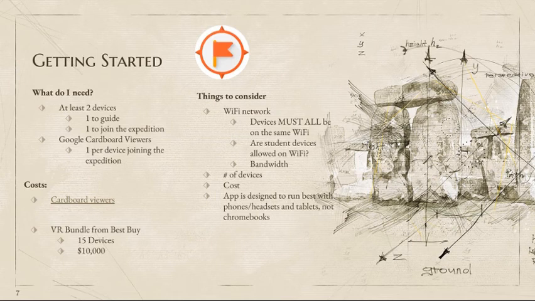Costs, you can have this be as cheap as you want or as expensive as you want. Cardboard viewers can run anywhere from $6 to $10 to $15. You can buy virtual reality device bundles from Best Buy. A bundle for 15 devices is $10,000. So it really depends on the money that you have available and what you're willing to spend.